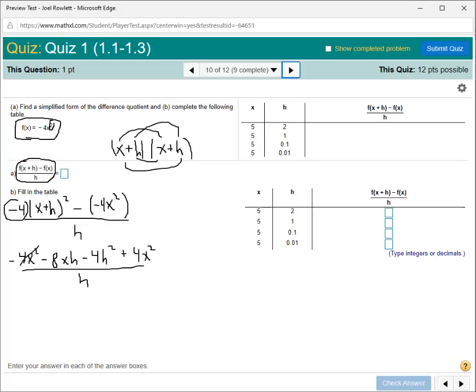Notice that the negative 4x squared and the positive 4x squared, if I add those together, I get 0. And then I can divide h into the two terms above it, and that's going to give me a final answer of negative 8x minus 4h. And of course, if we were evaluating the limit as h approaches 0, this would disappear, and I would be left with negative 8x, which happens to be the derivative of negative 4x squared. Okay, so this is the answer to part A.